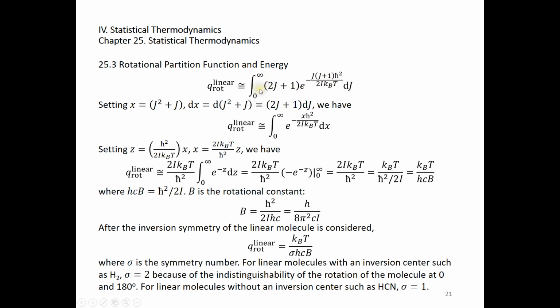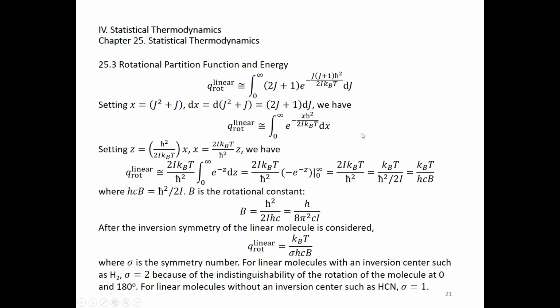We will simplify this integral by doing variable substitution. We can set x to be J squared plus J. Therefore, dx is simply (2J plus 1) times dJ. And we do see (2J plus 1) times dJ here. That becomes dx. And on top, J times (J plus 1) becomes x. Since J is from 0 to infinity, x should also be from 0 to infinity. So we have this integral here.